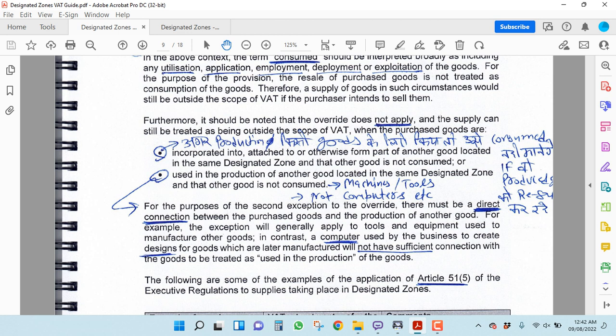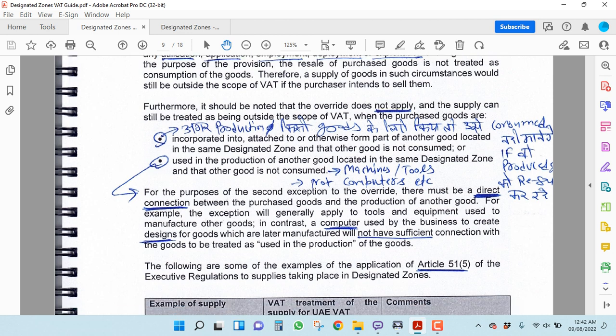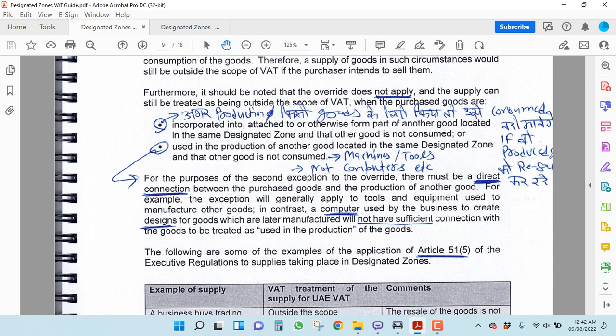Goods used in the production of another goods located in the same DZ, where the other goods are not consumed, like machine tools. For the purpose of the second exception to the override, there must be a direct connection between the purchased goods and the production of another goods.